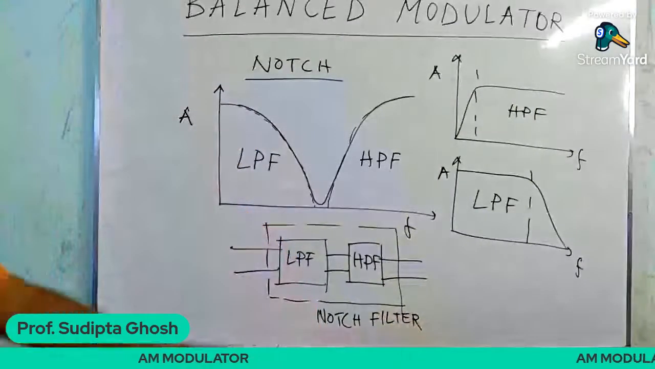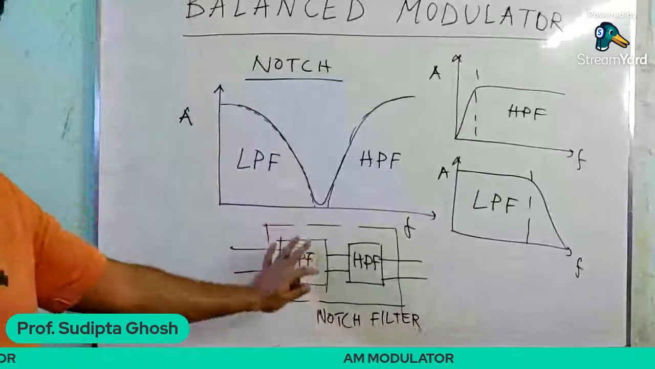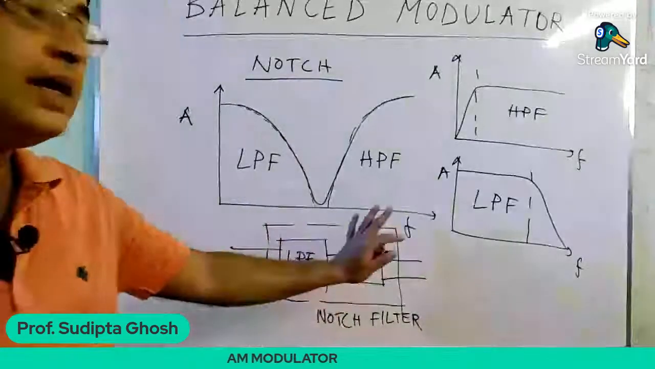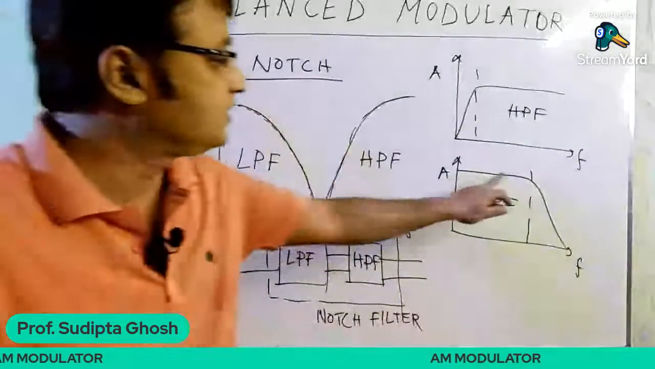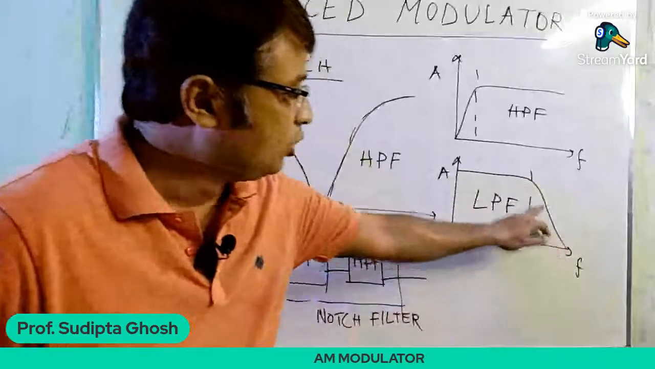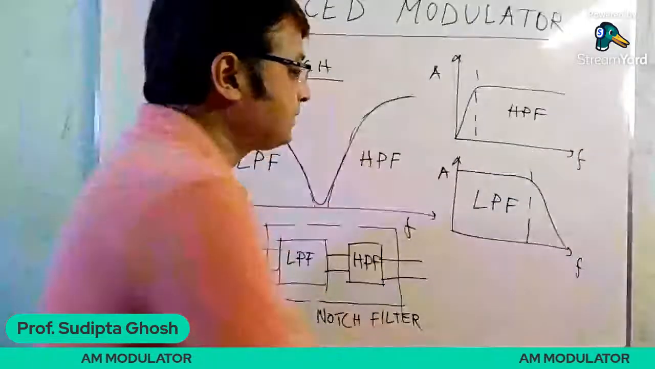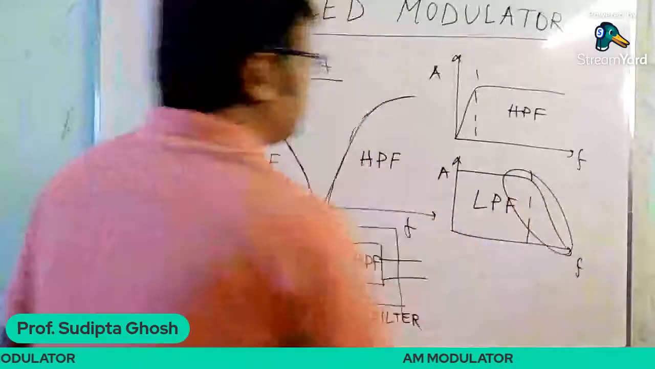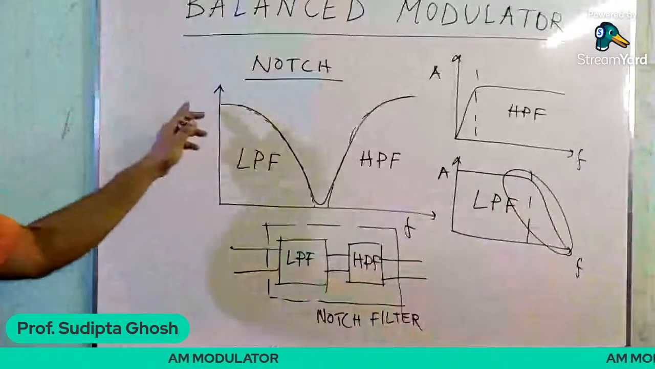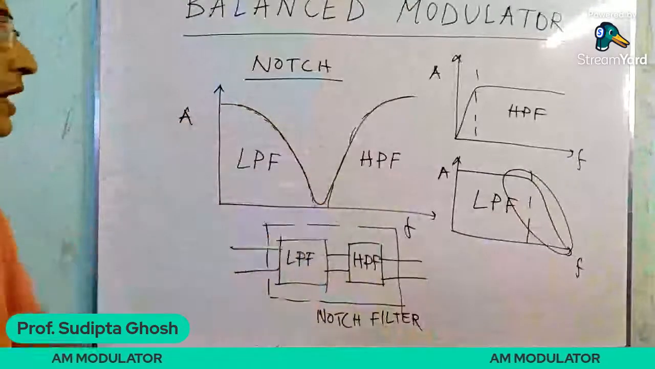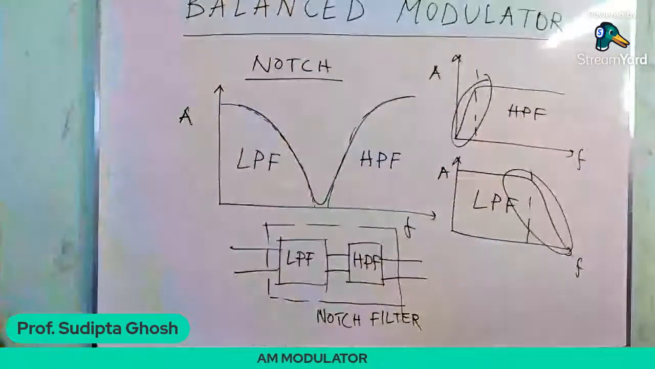Is it okay? So a notch filter can be explained as a low pass filter followed by a high pass filter, because this one is the frequency spectrum of the low pass filter. Just consider this part. So this one is the low pass. This one is derived from the frequency spectrum of the low pass filter, and this one derives from this part of the high pass filter.